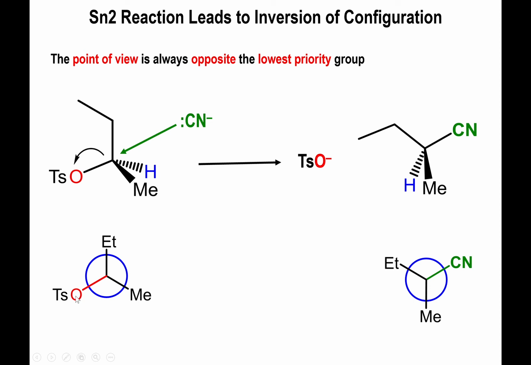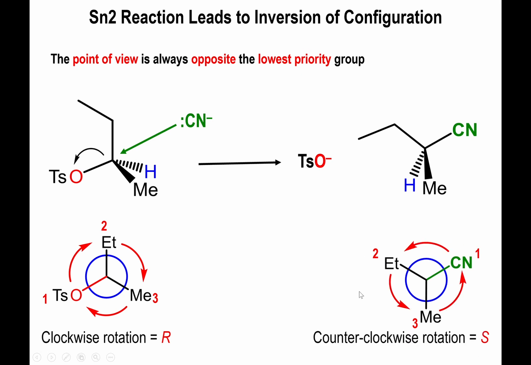Priorities: oxygen is higher priority than carbon, and between ethyl and methyl, ethyl is the higher priority, so you have priority 1, 2, and 3. Follow that order and you have an R configuration. Over here, between ethyl, cyanide, and methyl, cyanide is the higher priority simply because you're bound 3 times to a nitrogen through that triple bond. Ethyl is higher than methyl, so you have the following sequence, and if you rotate in that direction, you find out that this is the S configuration.